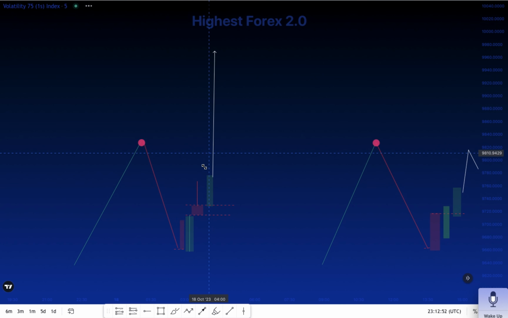So if there's no pullback on the impulse that broke the structure, then even if the order block meets the remaining two criteria, it is still an invalid order block.